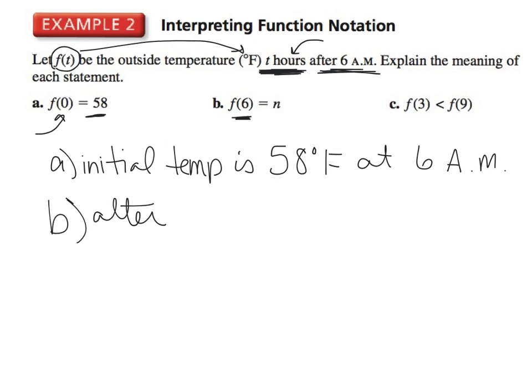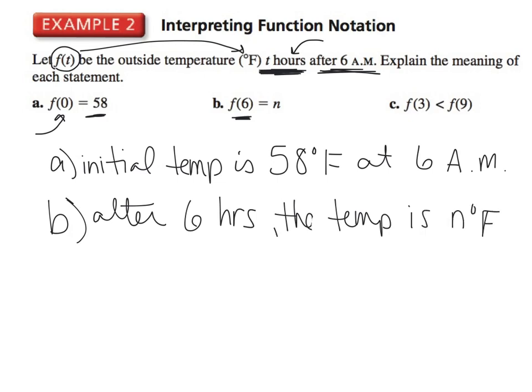B says f of 6 equals n. So that means after 6 hours, the temperature, we don't know it, but we can say the temp is n degrees Fahrenheit. And the last one.